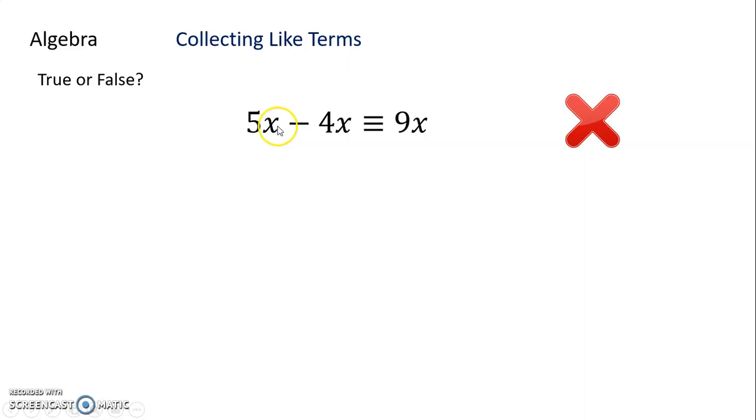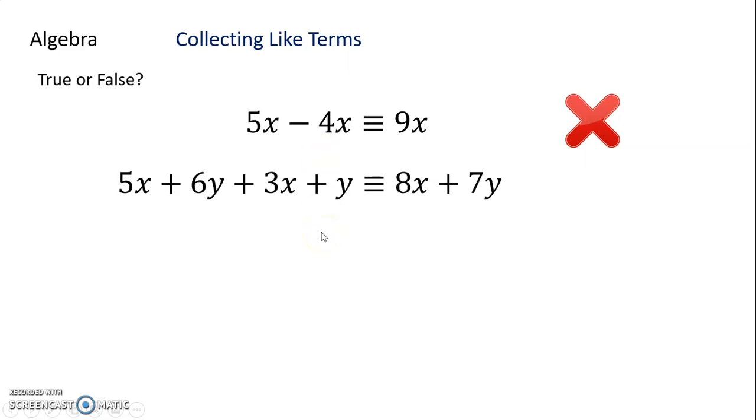The problem here is that when the person has answered this question, they have just added together 5x and 4x and forgotten that the direction of the 4x is negative, so that we're going to create some zero pairs here, and actually the answer should be x.